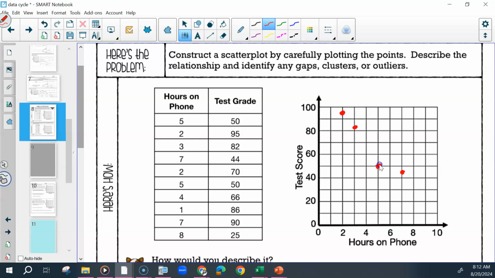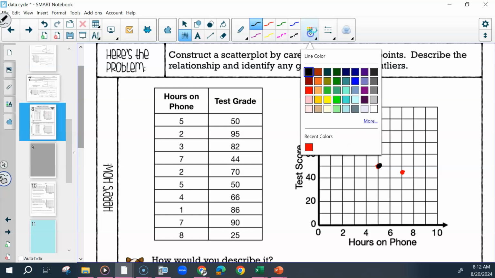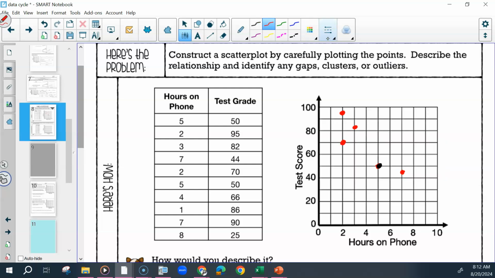And then 2 and 70. 5 and 50. Oh, there were 2 of those. So it changed colors on its own, but usually you would just have the same point. You wouldn't actually be able to tell that there was 2 dots plotted there. It would just look a little thicker, I guess.